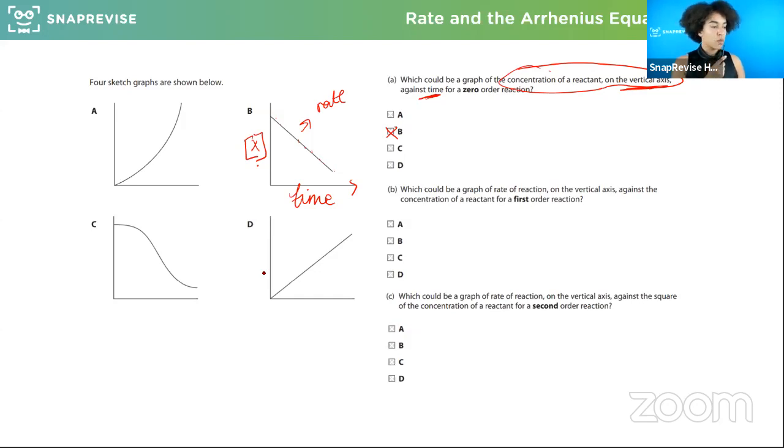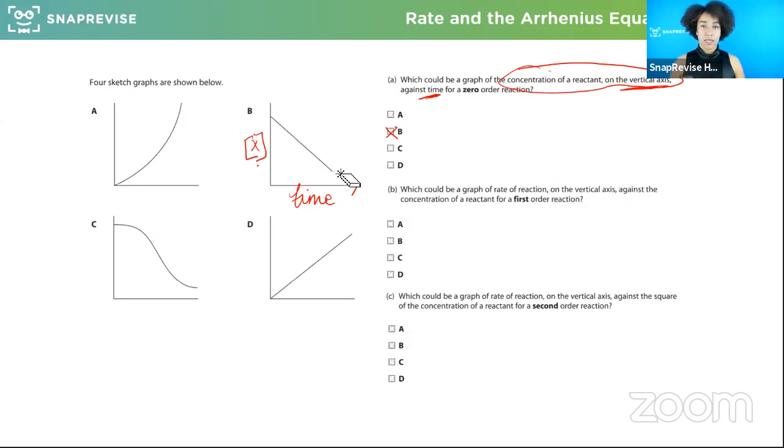Which bit makes sense, Princess? What's confusing? First, do you understand that the gradient in a concentration time graph is the rate? Does that bit make sense so far? I'm talking directly to you, Aisha. No, so it doesn't make sense that the rate would be the same as the gradient.